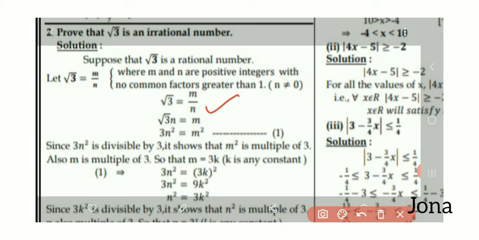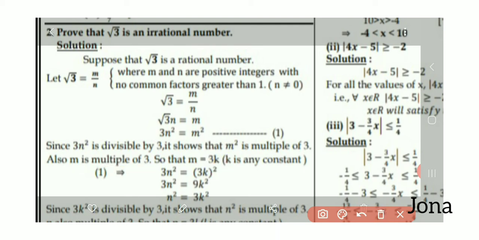So root 3 equal to m by n, cross multiply. So root 3 n equal to m. Squaring on both sides, we got 3n square equal to m square. From this I can conclude 3n square is divisible by 3. It shows that m square is a multiple of 3. If m square is a multiple of 3, we can say m is also a multiple of 3. So that m equal to 3k.